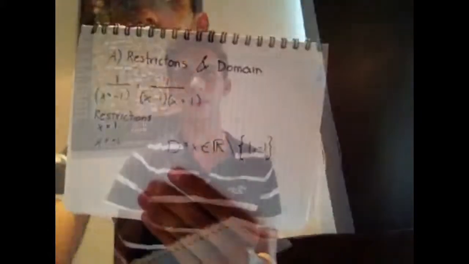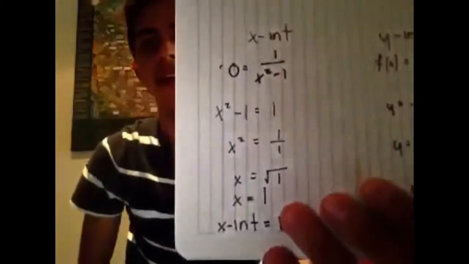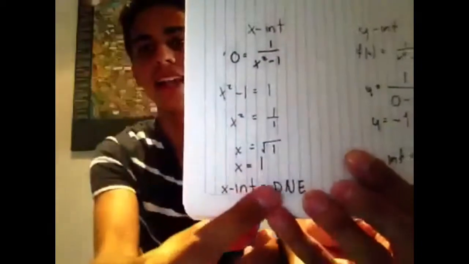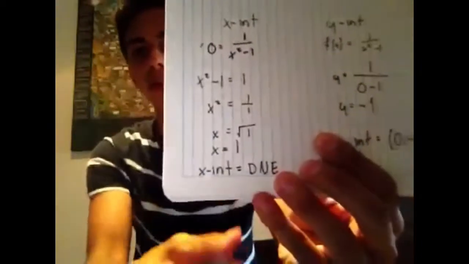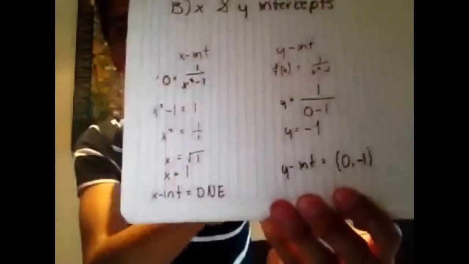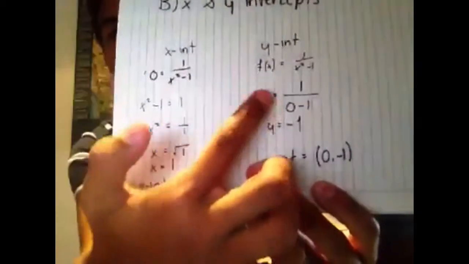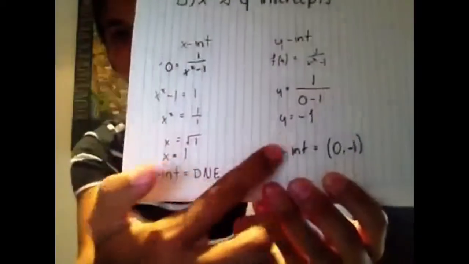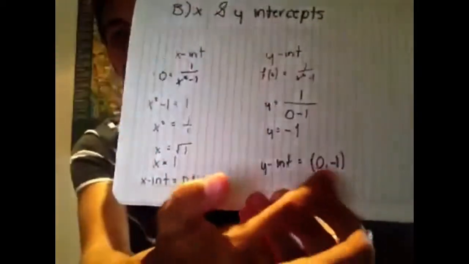For the x and y intercepts, first we are going to find the x-intercept. So the whole function is going to be set equal to 0 as such. Then we isolate x and we get that x equals 1, so the x-intercept does not exist. And for y, we replace all the x's with 0 and we get 1 over 0 minus 1, which is minus 1, so the y-intercept is (0, minus 1).